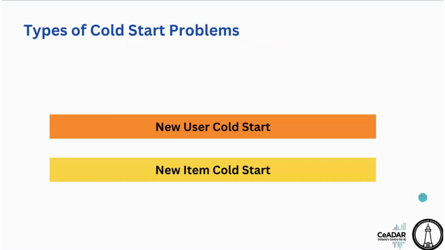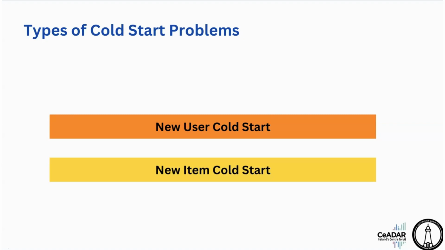Next, there are two types of cold start problems: the new user cold start problem and the new item cold start problem. The new user cold start problem is when a new user joins a platform or service. Here there will be no previous interaction data, and as a result it is difficult to personalize recommendations for that user.